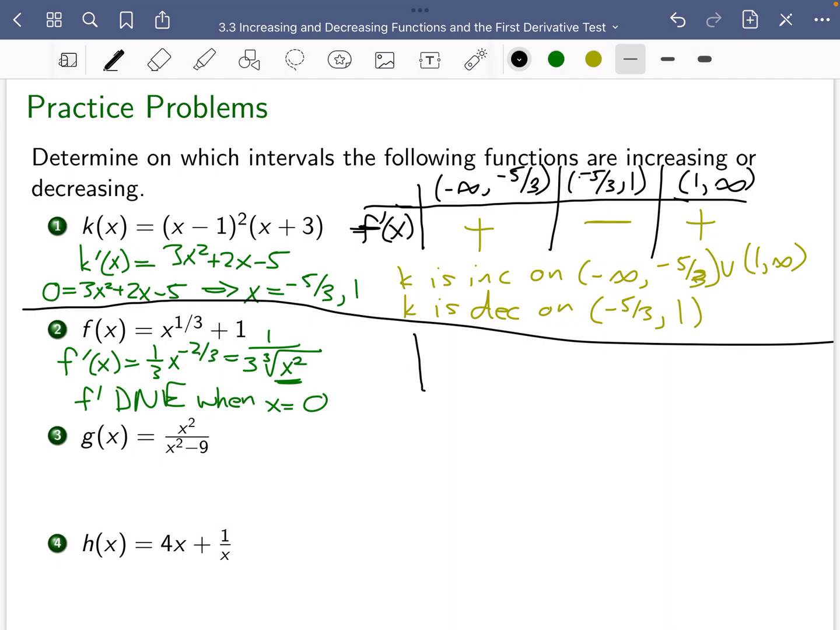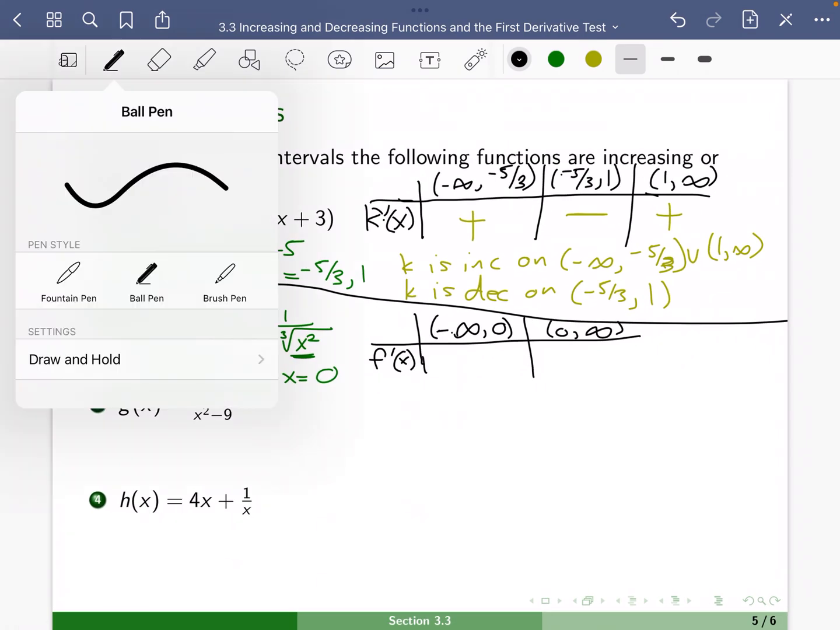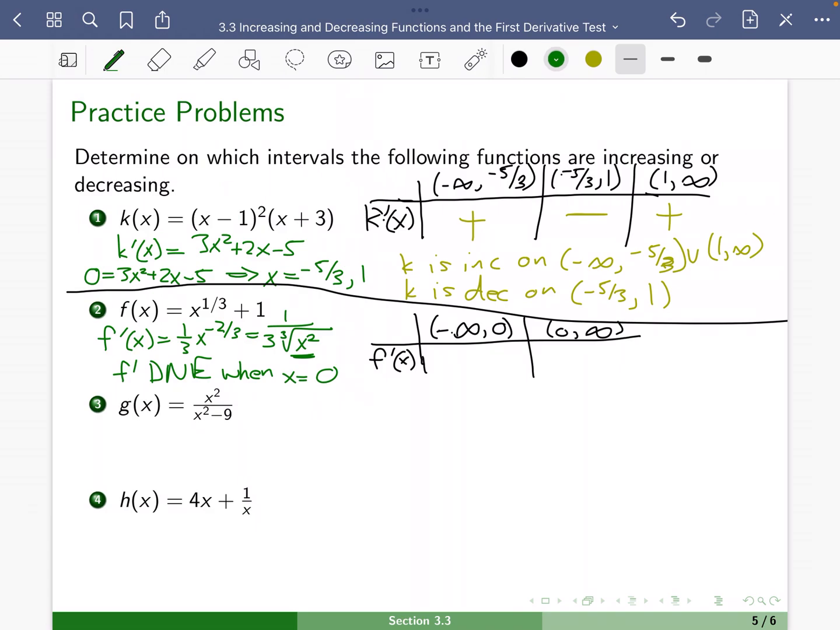So let's do a sign chart here. We're going to go from negative infinity up to 0, and then we'll go from 0 to infinity. And up here, I labeled that as f. I'm going to go back and change that to k. I apologize. All right, back to the problem at hand.